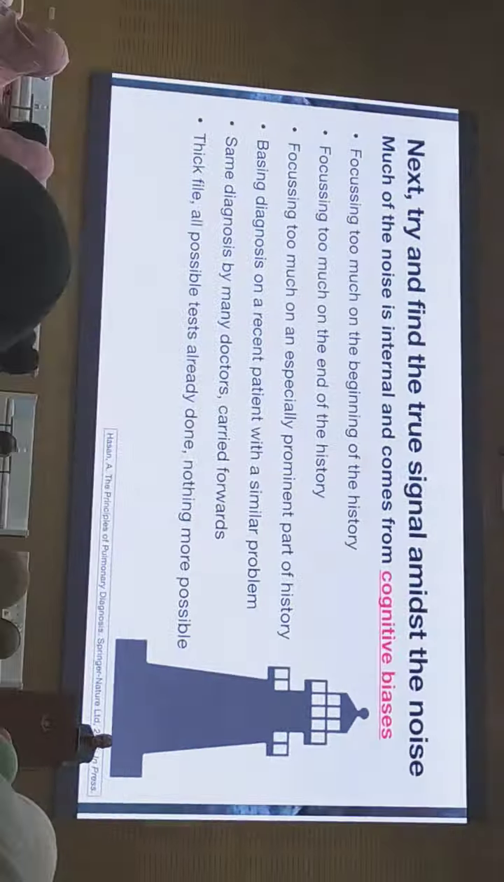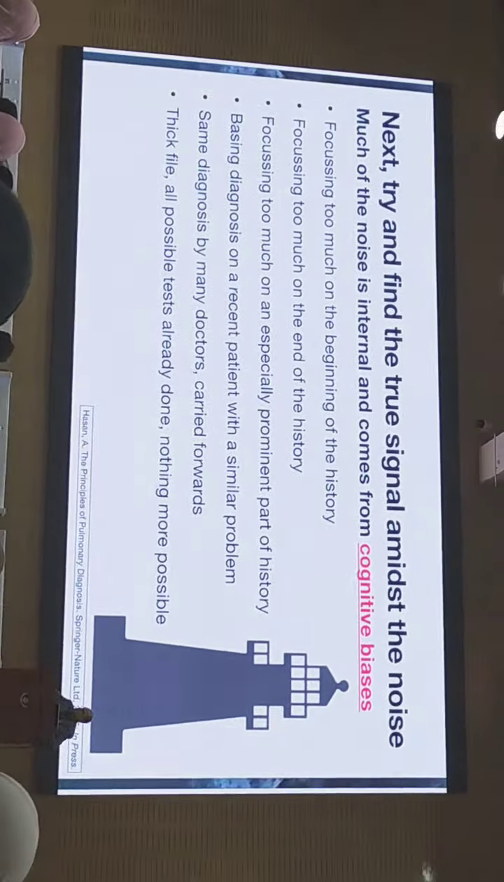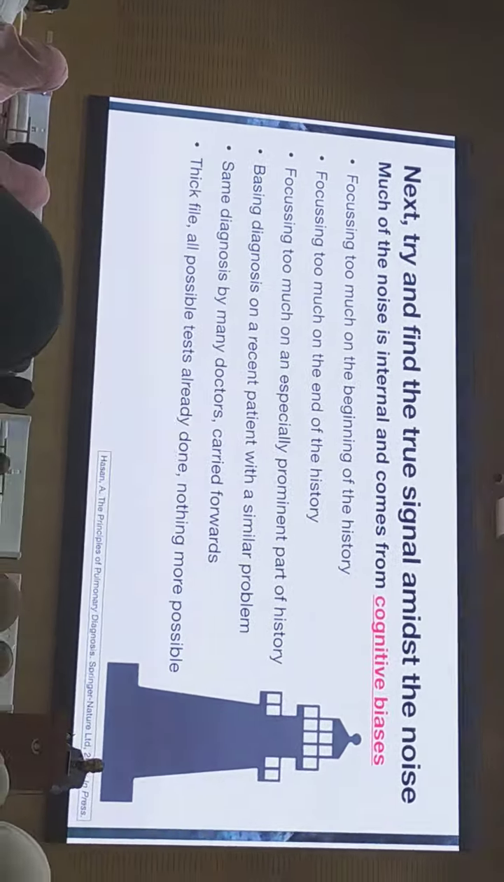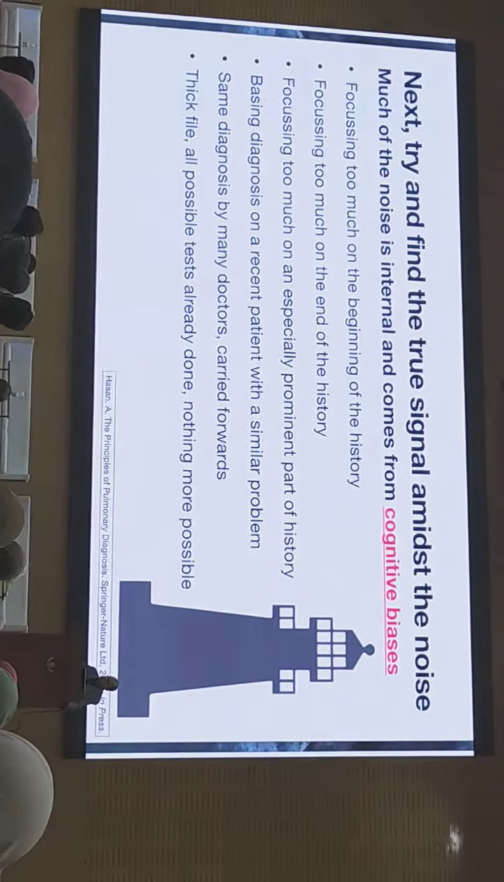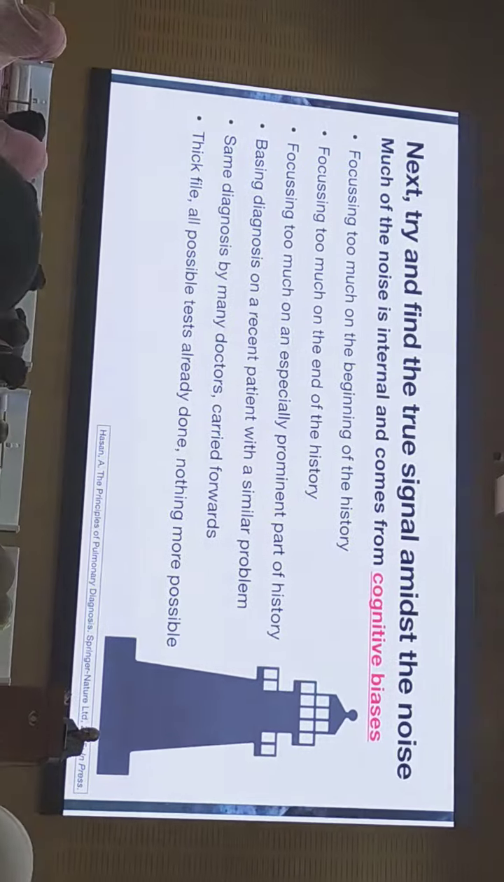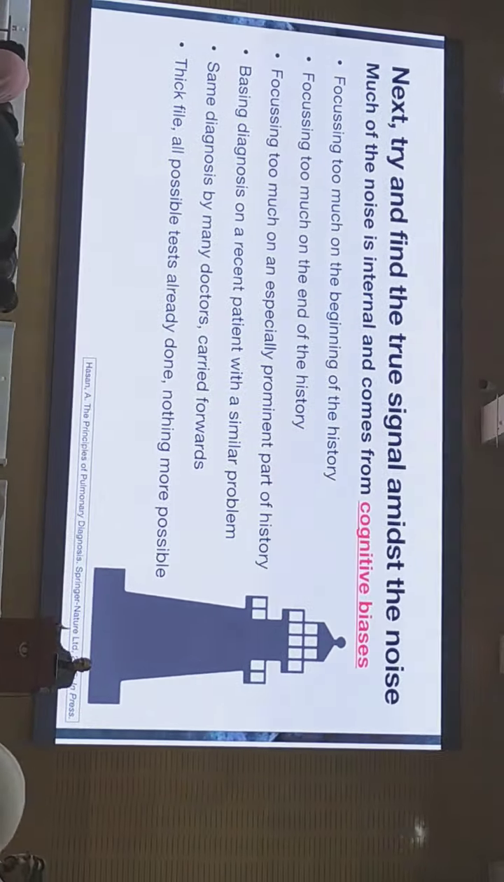So next, we have to try to find the true signal among the noise. Like I said, we get a lot of data which is haphazard. You have to make sense out of it. But understand that a lot of the noise is also internal, coming in from your brain, and this is partly what this section is about. So you might be focusing too much on what the patient has said initially in the history, but you might be inspired from something else. That's called anchoring bias. You're anchoring yourself before you have actually found a cause.